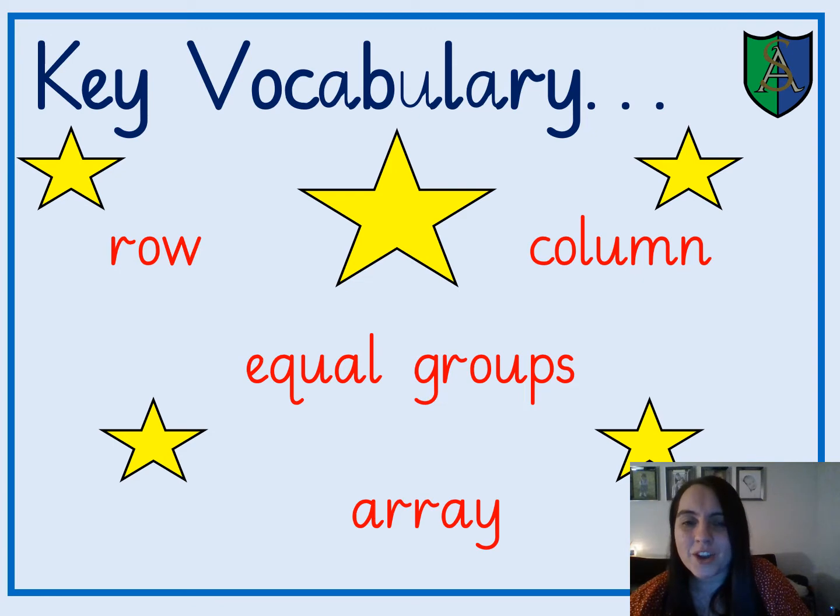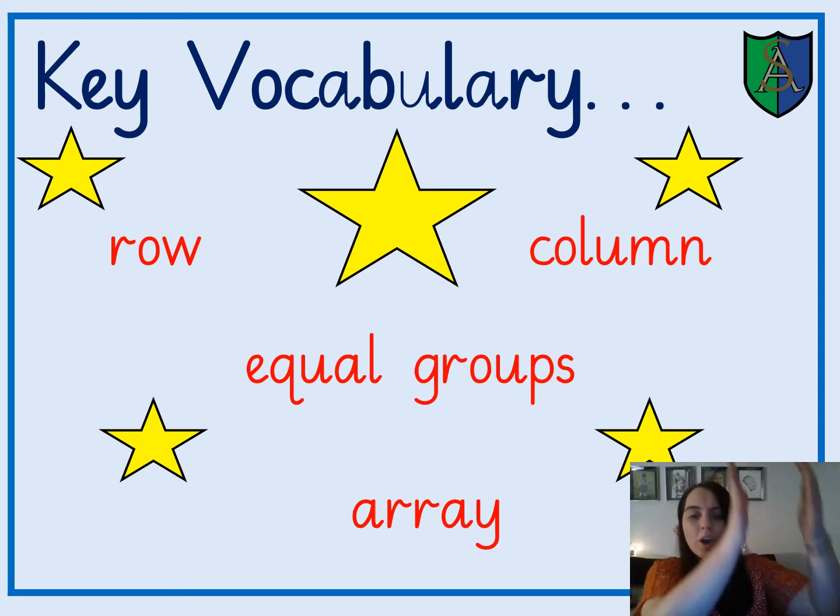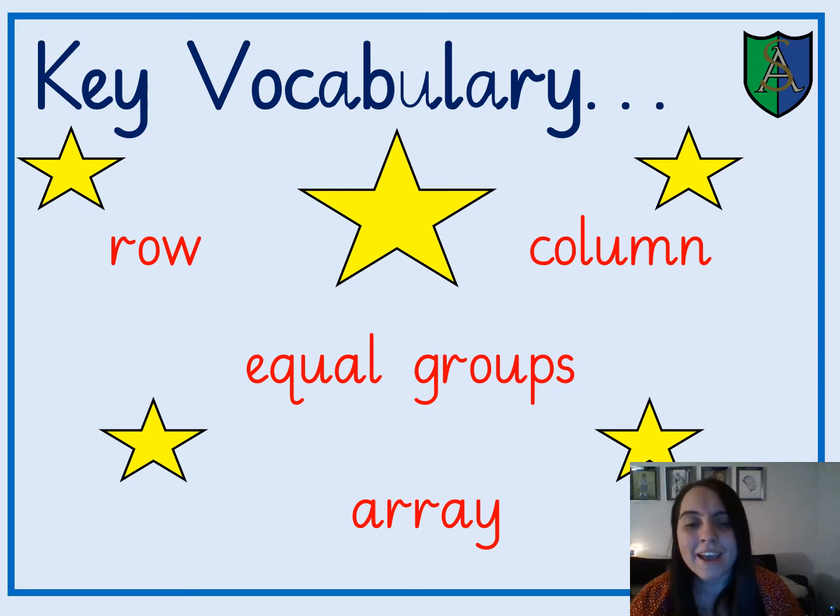Then we've got another piece of key vocabulary which is linked to our arrays. It's a column. Remember, a column goes down, so columns. Then we've got our equal groups and also the word array there as well. So just make sure that you're using these words throughout our lesson.